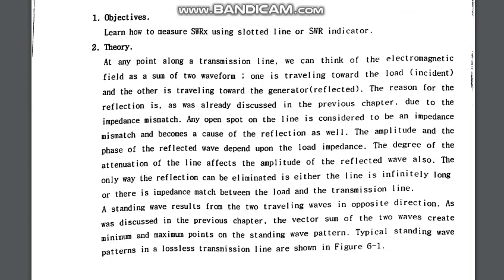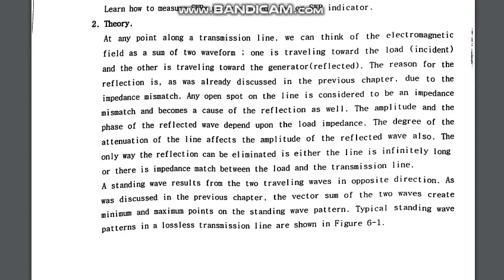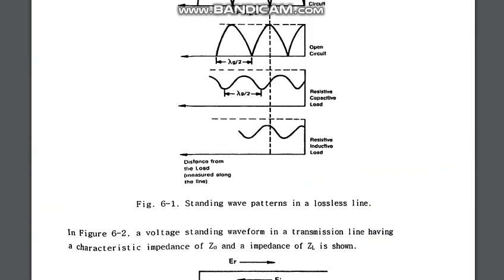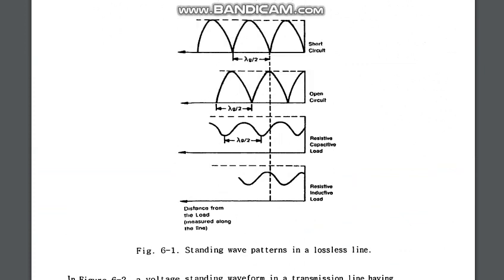The degree of the attenuation of the line also affects the amplitude of the reflected wave. The only way the reflection can be eliminated is if the line is infinitely long or there is an impedance match between the load and the transmission line. So that is the standing wave pattern in a lossless line.